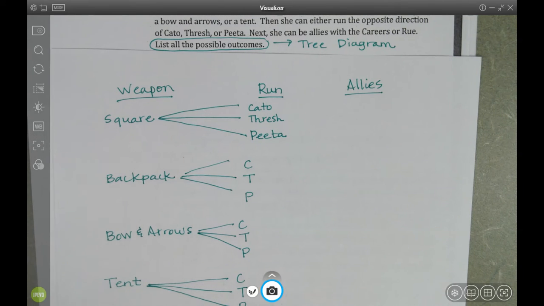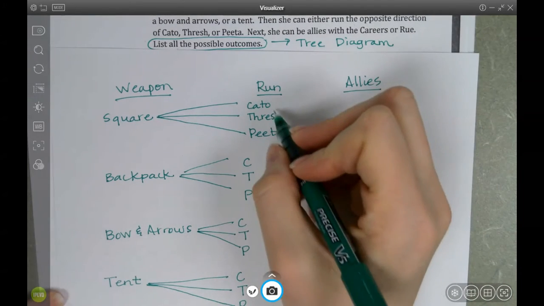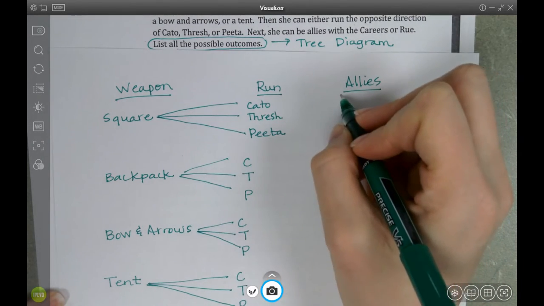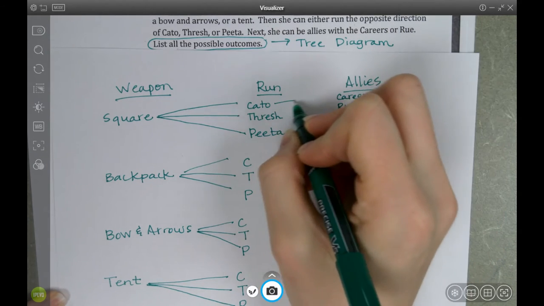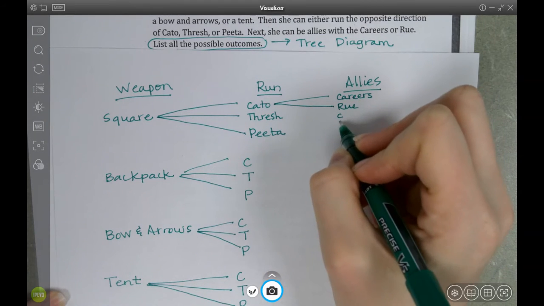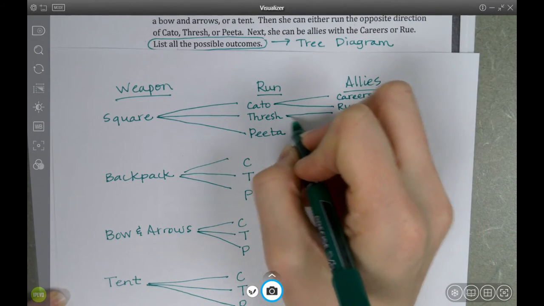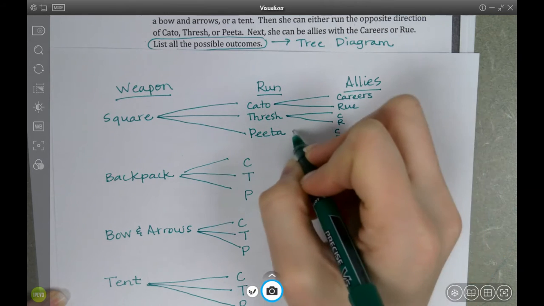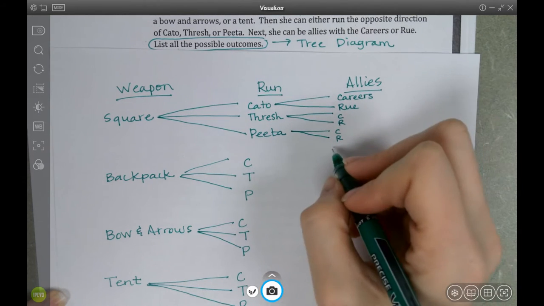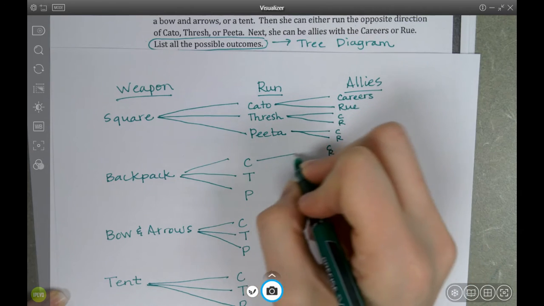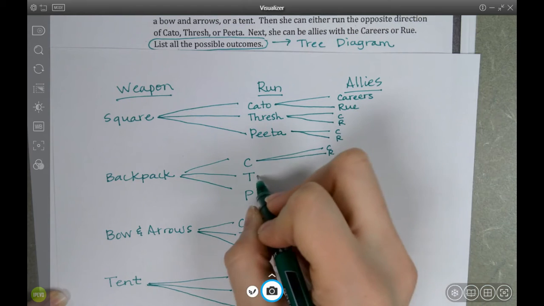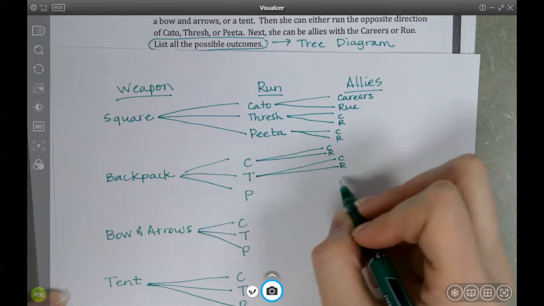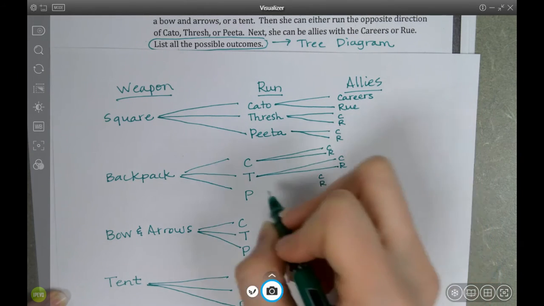All right, and then lastly, she can be allies with the careers or with Rue. So for each one of these, we're going to have 2 more branches. Oh, no. I know, right? So is it always practical to make a tree diagram? No. But isn't it better than having to try to figure out all of the possible combinations?